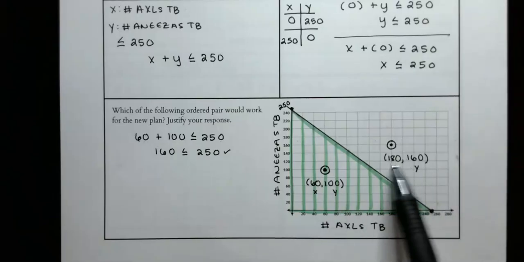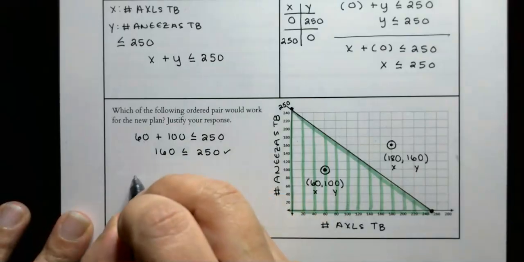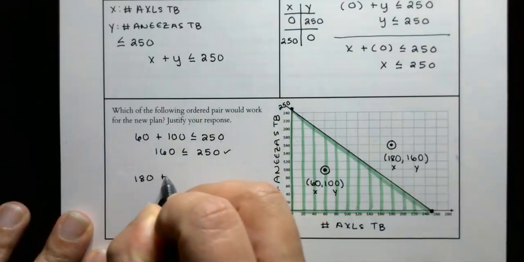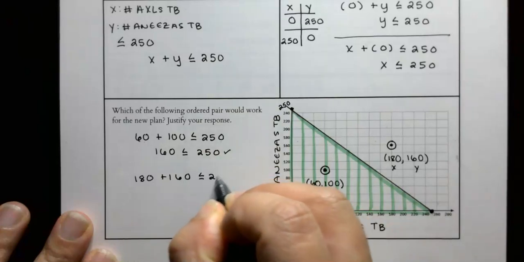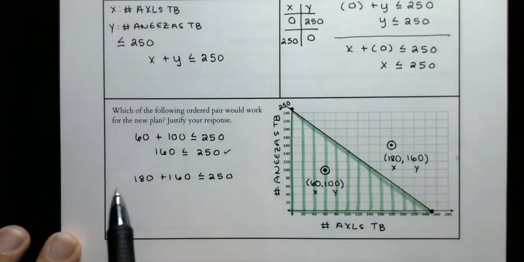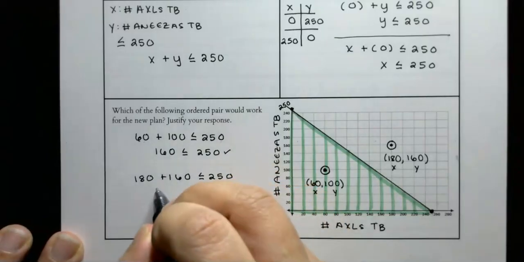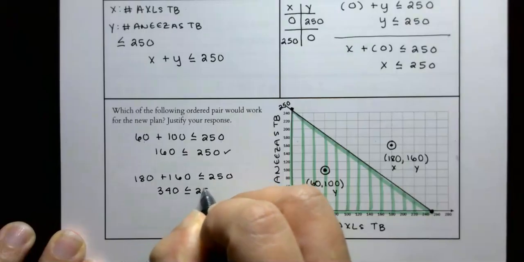I'm going to do the same thing with this one. We're going to drop in the 180 and the 160 and add them together to see if they are less than or equal to 250. So we're going to say 180 plus 160 is less than or equal to 250. All we have to do is add these two numbers and then compare it to the 250. All right, so this gives us 340 is less than or equal to 250.